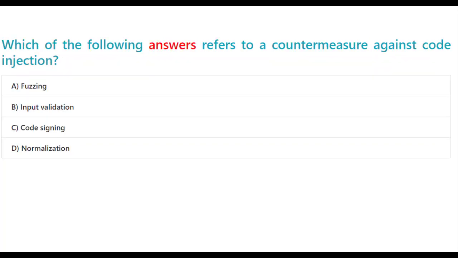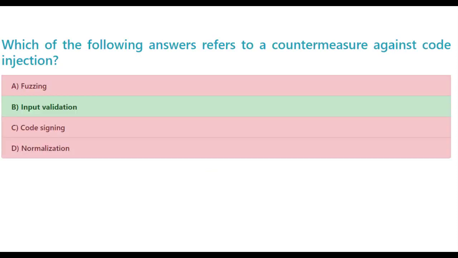Which of the following answers refers to a countermeasure against code injection? A. Fuzzing. B. Input validation. C. Code signing. D. Normalization. The correct answer is B. Input validation.